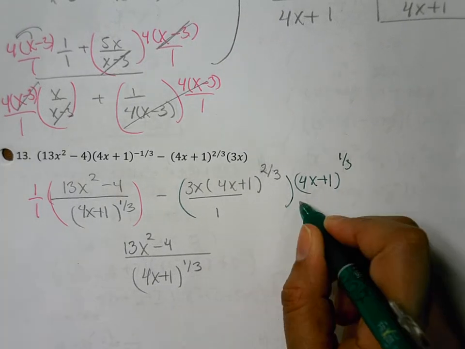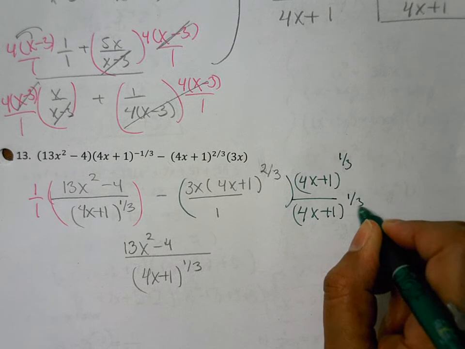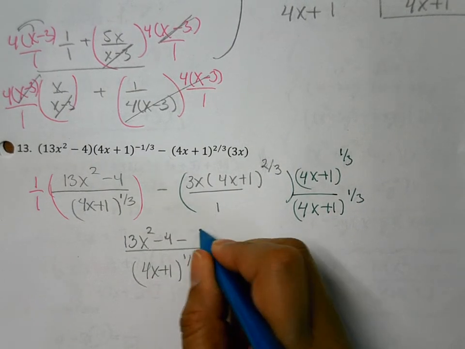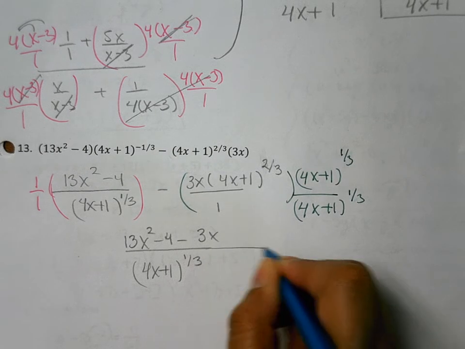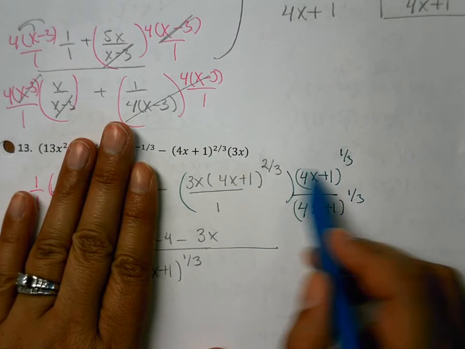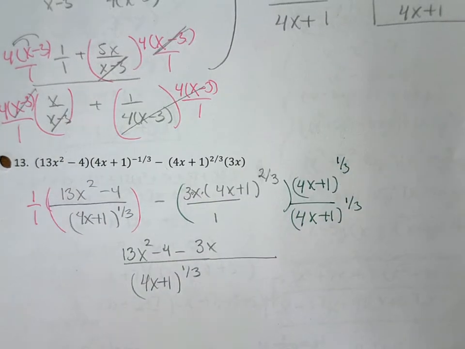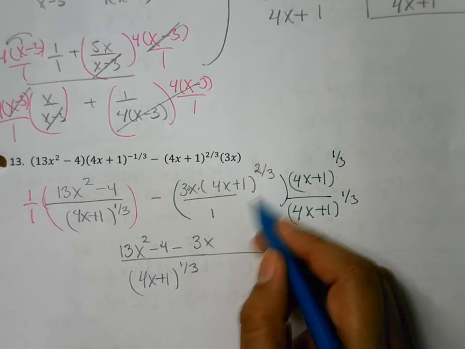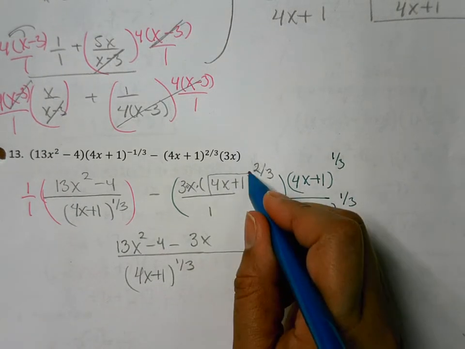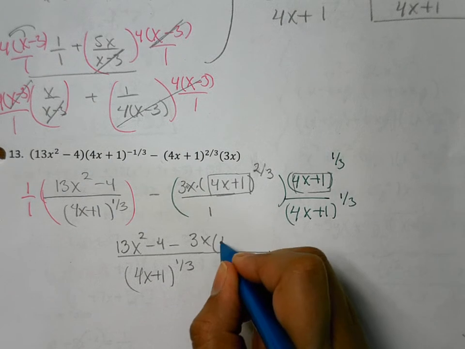Second fraction, what do we multiply top and bottom by? To the 1/3. Why? Because the denominator is 1 and I want the denominator to be 4x plus 1 to the 1/3. All right, minus 3x is going to stay 3x. I often have kids ask about, well, don't I distribute it to both of them? No, because this is all multiplication. 3 times x times the 4x plus 1 to the 2/3.